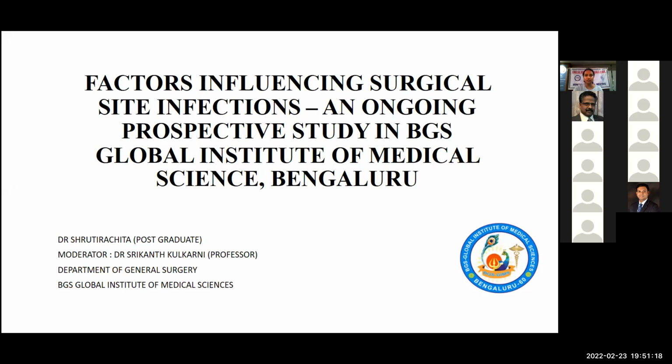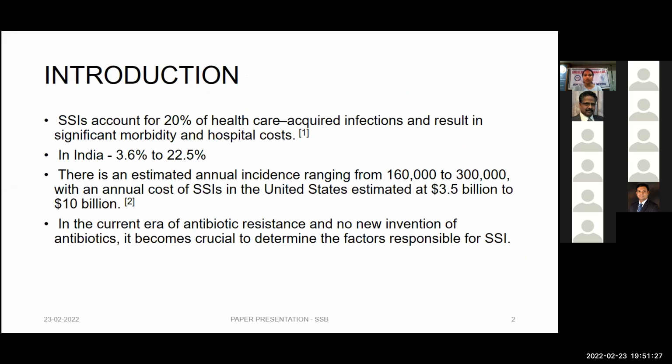My paper is on the factors influencing surgical site infection. It's an ongoing prospective study in my college. Coming to the introduction, surgical site infections account for 20% of healthcare acquired infections, and they cause significant morbidity, and also hospital costs are increased.